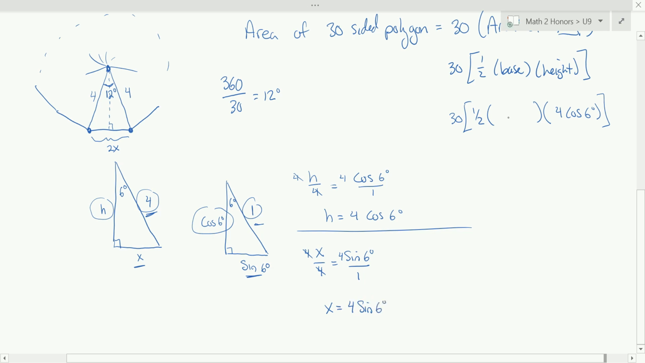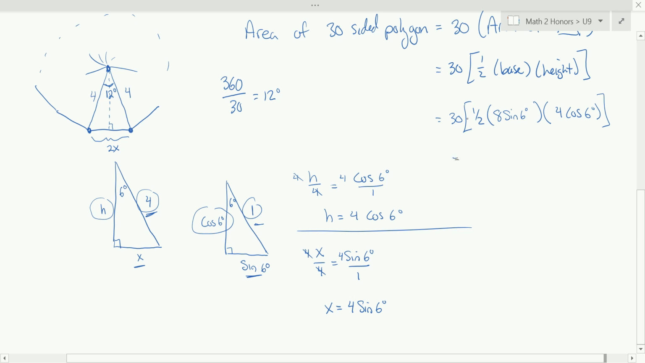So what do I put in for the base? 8 sine of 6. Because remember, the base is double x, right? 2 times x. And so if you double that, you're going to get 8 times the sine of 6. So now we have everything we need. You could, at that point, put in your calculator, or you can simplify this a little bit.